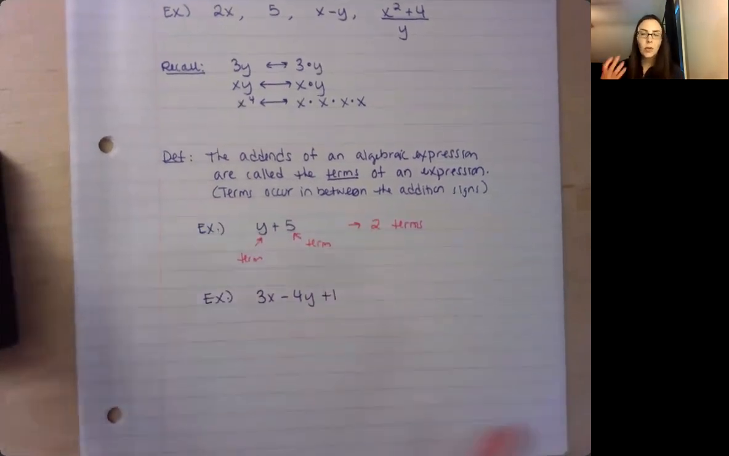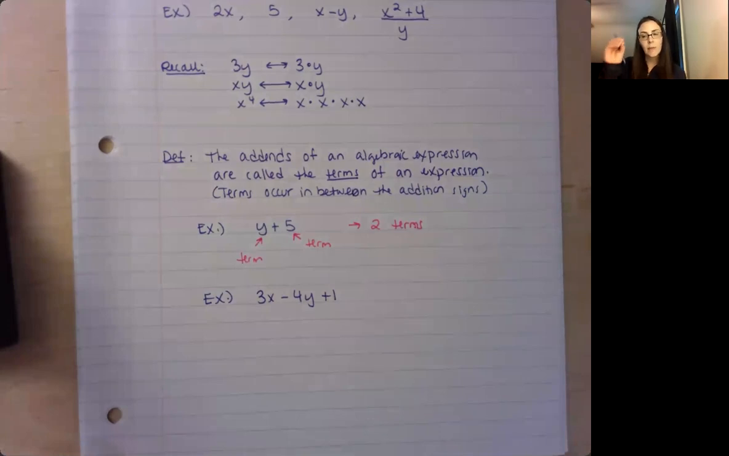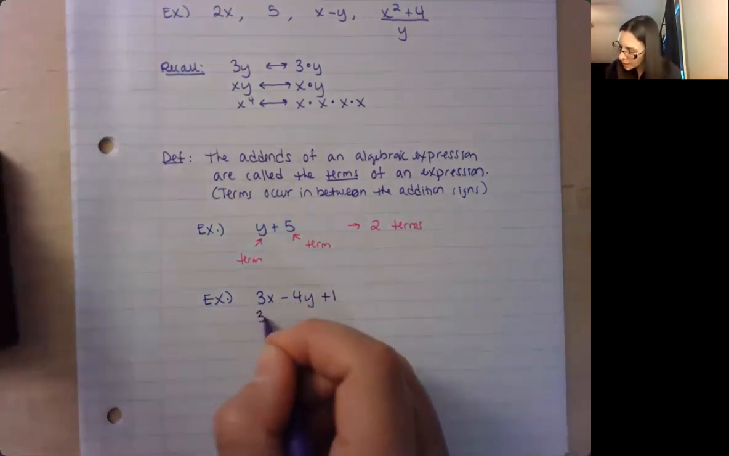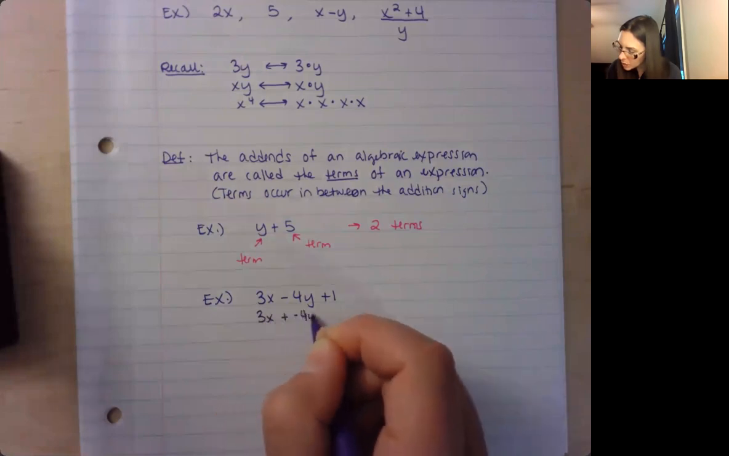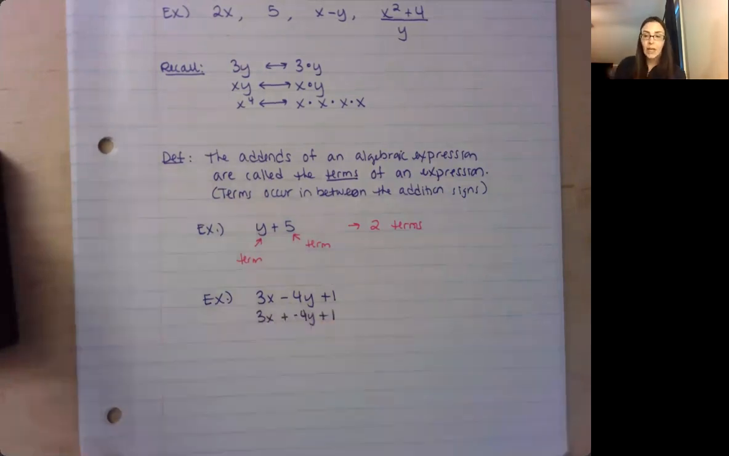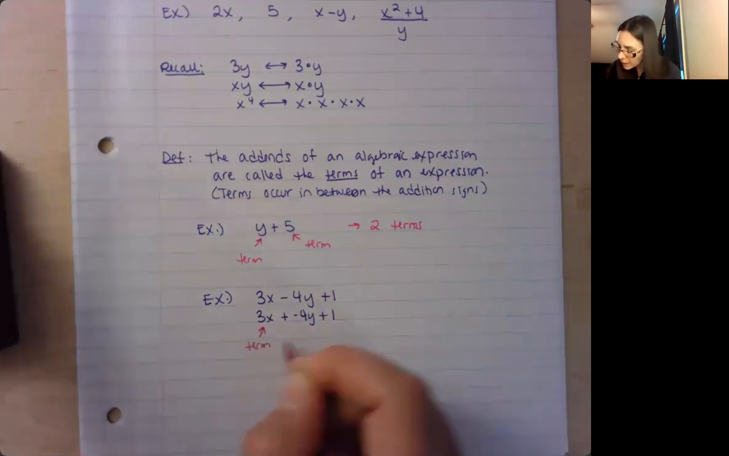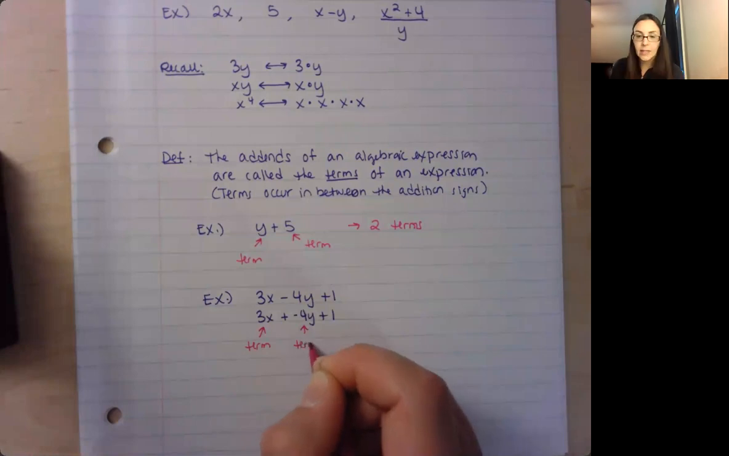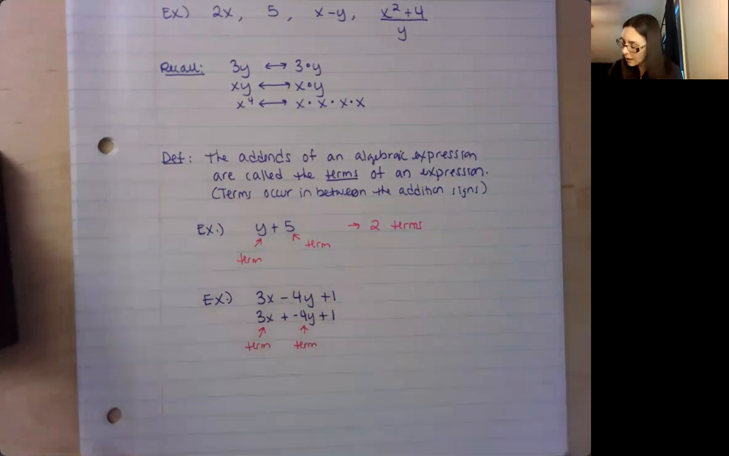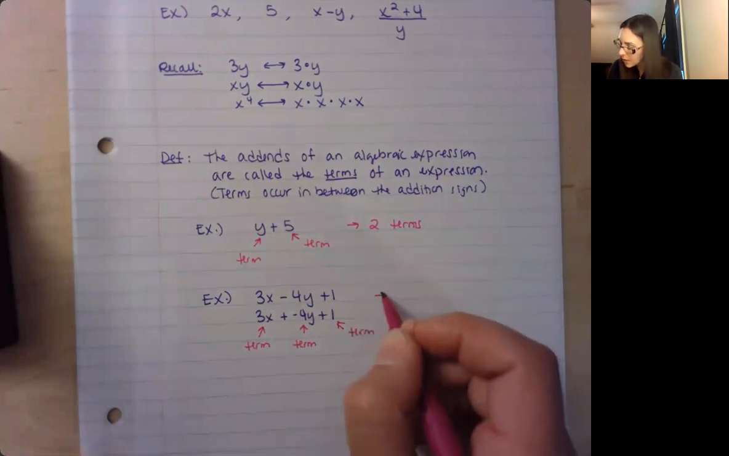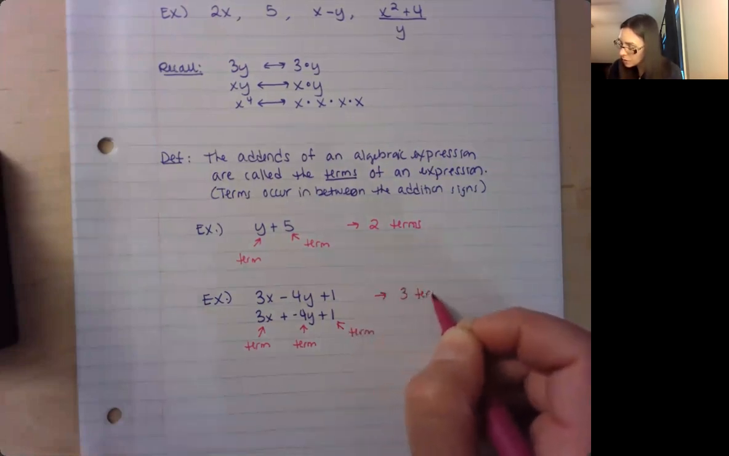Now, if you have subtraction, you still have the terms there, but we usually keep that subtraction symbol with the number. We make it a negative. So when you see subtraction, what you can do is rewrite that. So 3x plus negative 4y plus 1 is the same thing. And now you can just see your terms a little clearer. So 3x is one term. Negative 4y is the other term, so that negative is with the 4y. And then 1 is your last term. This is an example that has 3 terms.